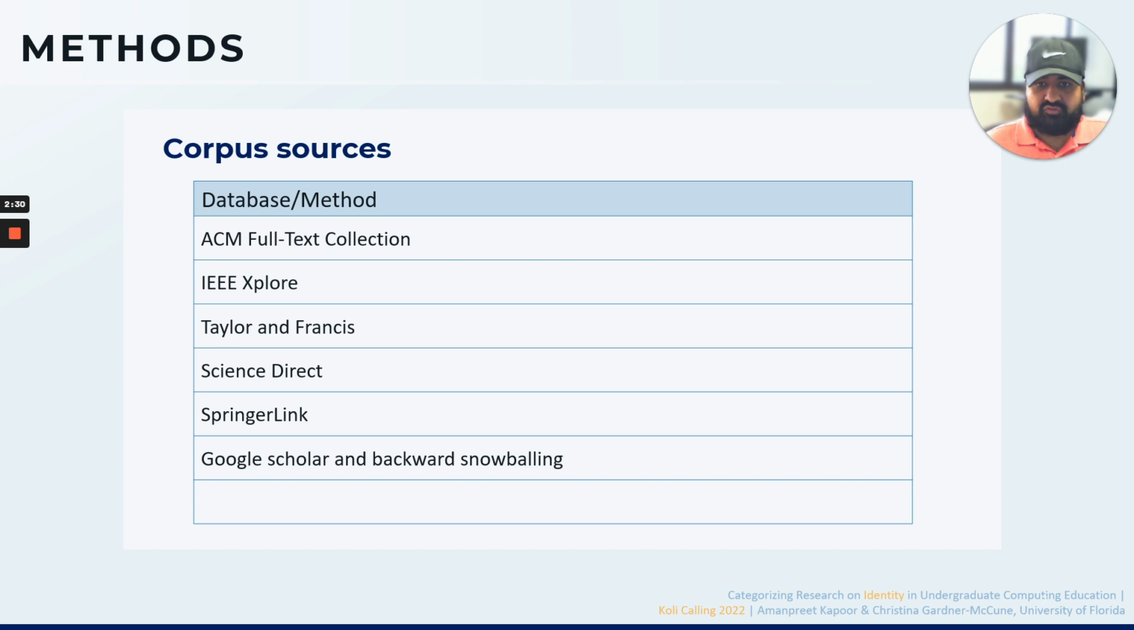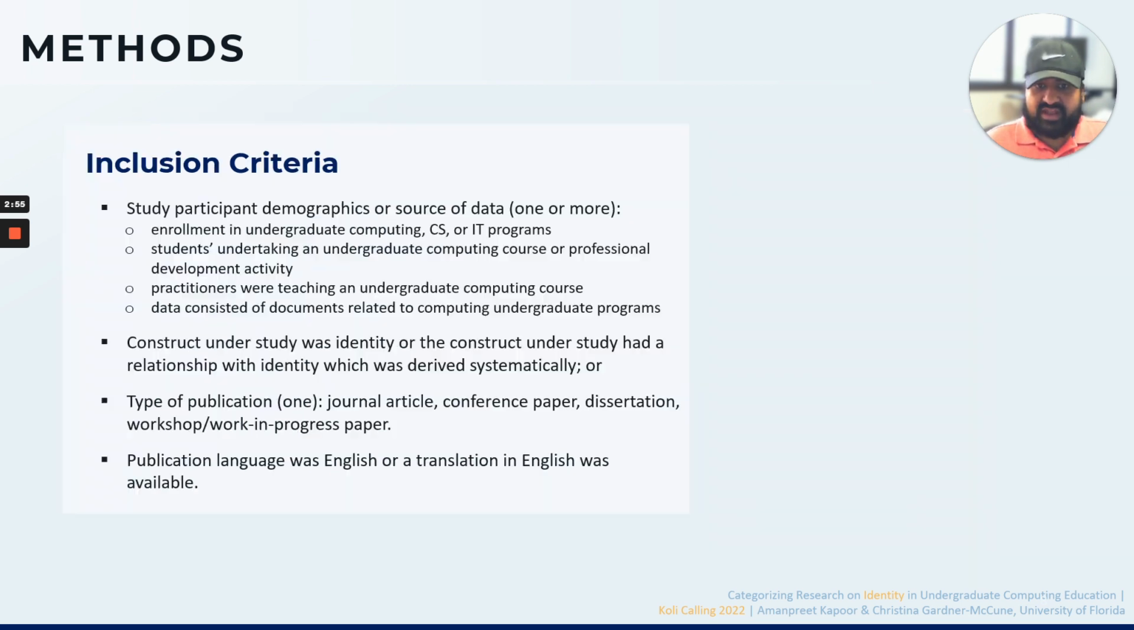And what is backward snowballing? It is a technique where we visit the references of the chosen papers and go back to those papers and see if they satisfy our inclusion and exclusion criteria. Based on our queries, there were 825 papers that were hit in these databases, and out of these, 55 were selected based on our inclusion and exclusion criteria.